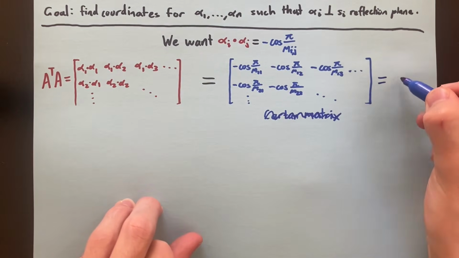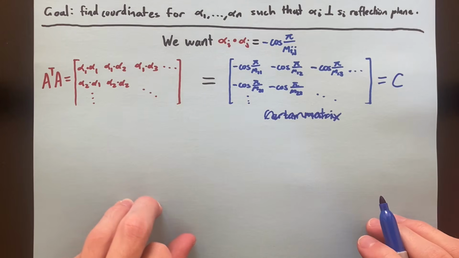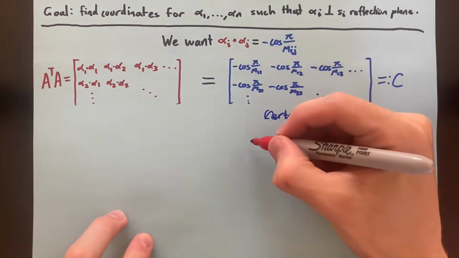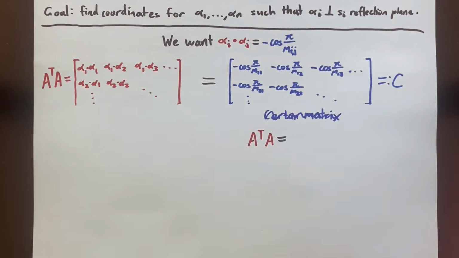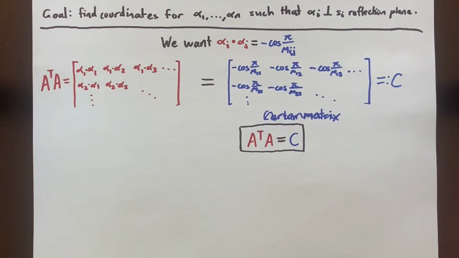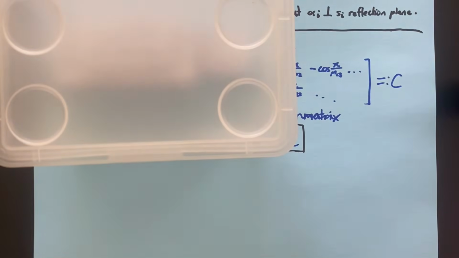I'll just call this matrix C. If you know Lie theory, it's basically a Cartan matrix, except that it's off by a factor of 2 and the entries aren't necessarily integers. Anyway, we now have a matrix equation, and we need to find a square matrix A which solves it. This is where we can start pulling out our linear algebra toolbox.